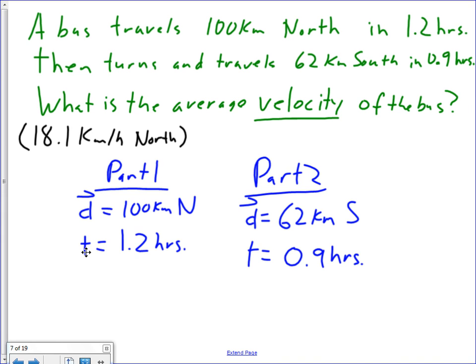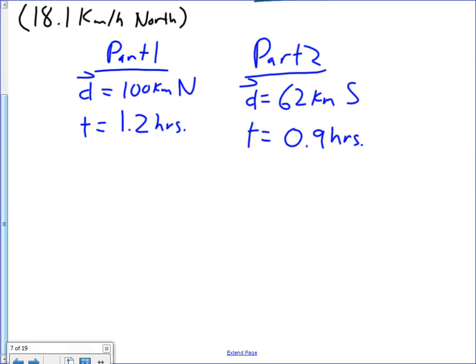Now, here's what I have to consider. I can still do that for this. It will still work, provided I reflect that one of these is north and one of these is south. I can still add them together, but what is south compared to north? Opposite, or negative. Mathematically, I have to apply signage to each one. I would make north positive, I would make south negative, and that's how I would get my total displacement and total time. Average velocity is total displacement over total time.